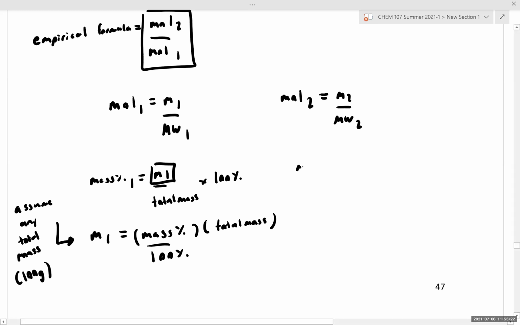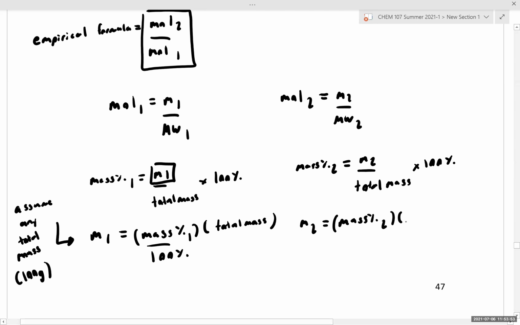Now, by the same token, we can do this same calculation to solve for the mass of element 2 given the mass percentage. So the mass percentage of element 2 is the mass of element 2 over the total mass times 100%. Solving for the mass of element 2, we get the mass of element 2 is equal to the mass percentage of element 2 times the total mass over 100%.